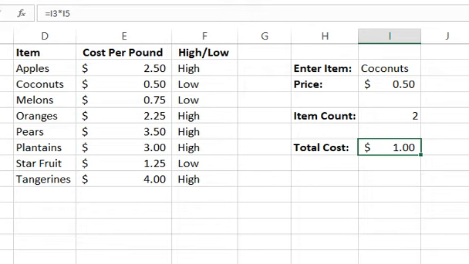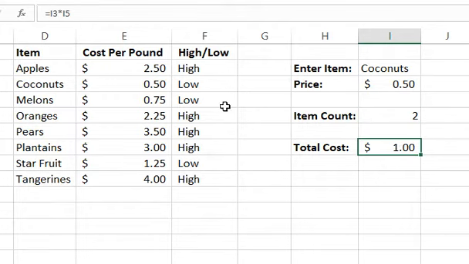In this video, we're going to talk about absolute versus relative references. This is important when you are entering a cell value or a range into a formula. Absolute versus relative values. In this particular example, I've added an item count drop down and a total cost formula.